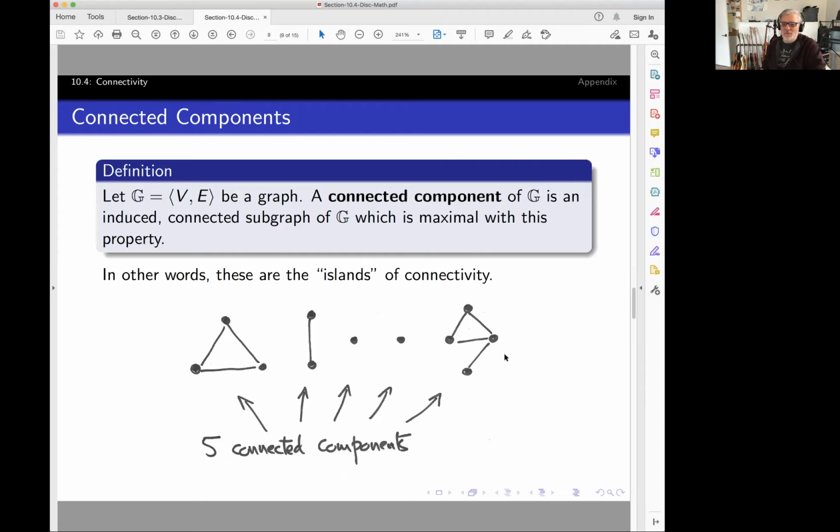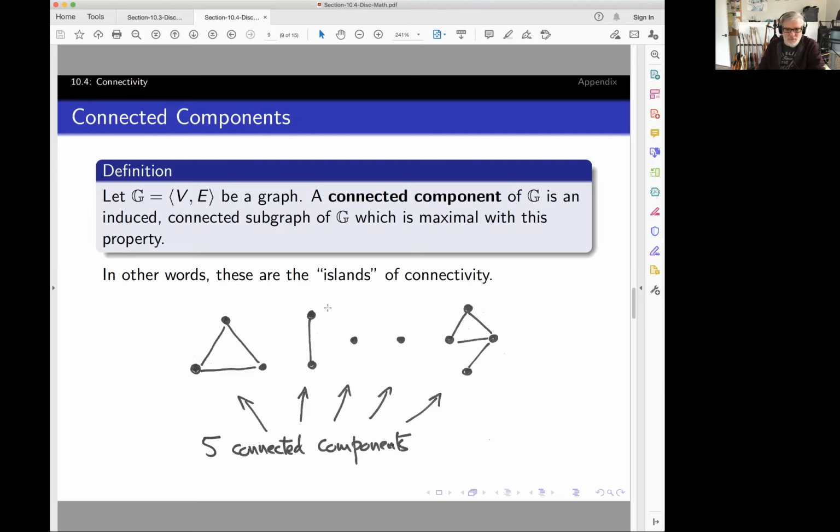So what's a connected component? Now I can define what a connected component is. Again, this is a very natural, simple concept. But to define it properly, I needed the notion of induced subgraph. Okay, so before I go into the definition, here's a picture of a graph. So this whole thing is a graph. Okay, so what are its connected components? It's the islands of connectivity. So you can see from the picture exactly what the connected components are.